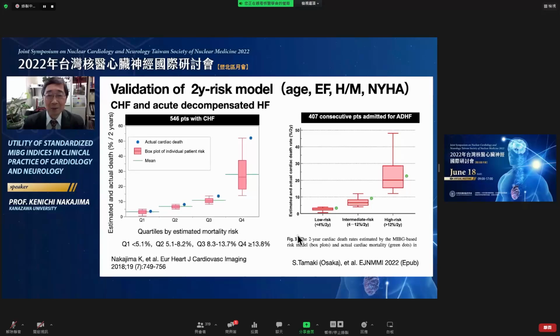Subsequently, Dr. Tamaki from Osaka University summarized this risk model in acute decompensated heart failure. They also showed that the correlation between predicted value and actual death is in a clear relationship. They divided patients into low risk less than 4%, intermediate risk from 4 to 12%, and more than 12% as high risk patients.